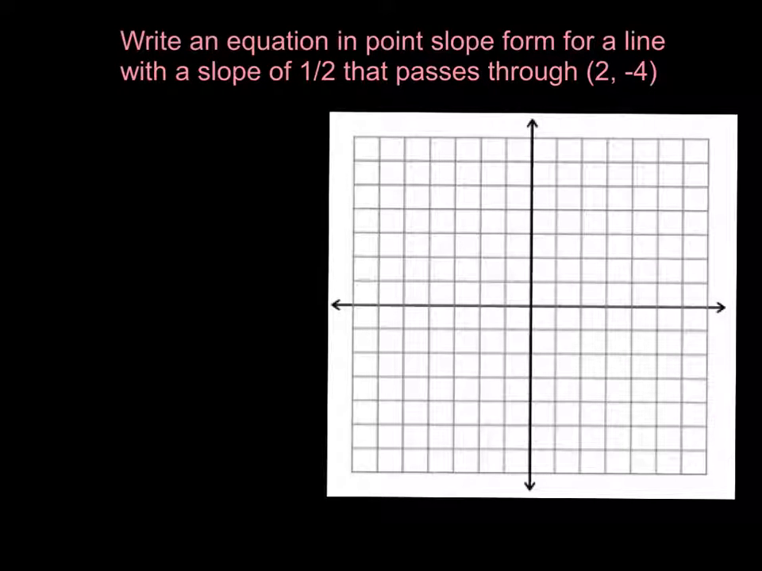So again, we always start at the point you're given. So we're going to start at 2, -4, and put a dot right there. I know that point is on the line, and then I can use the slope of 1/2 to figure out where the next point could be. So we're going to go up 1, right 2, and there's the next point. And then connect the dots, and you're done.